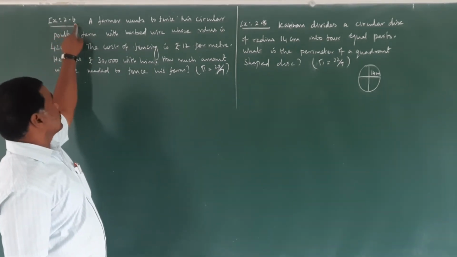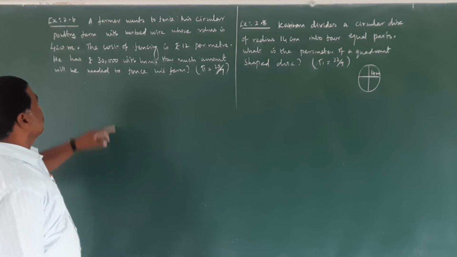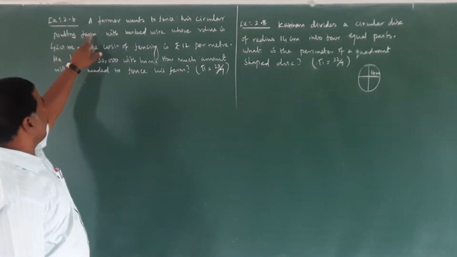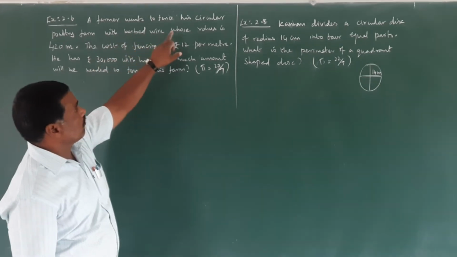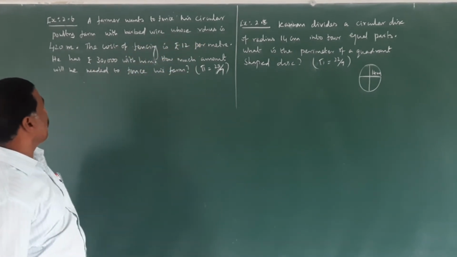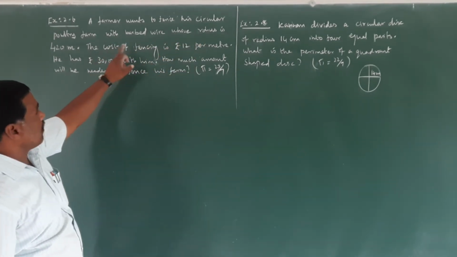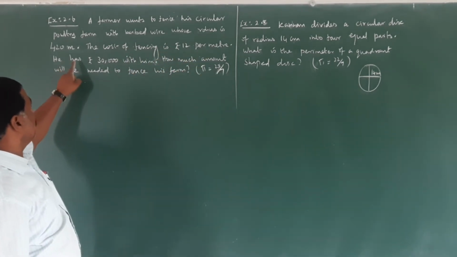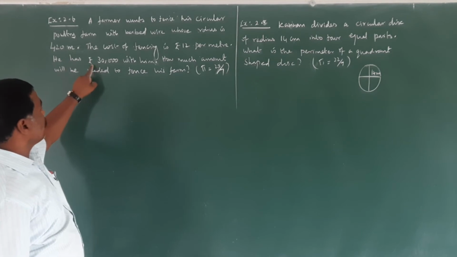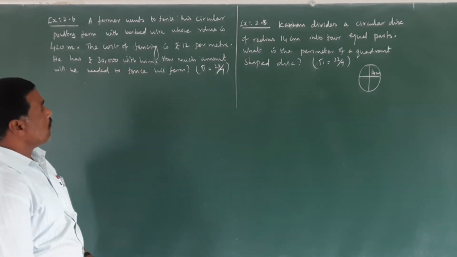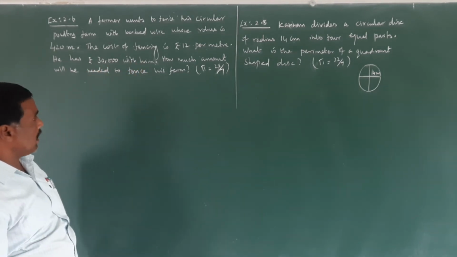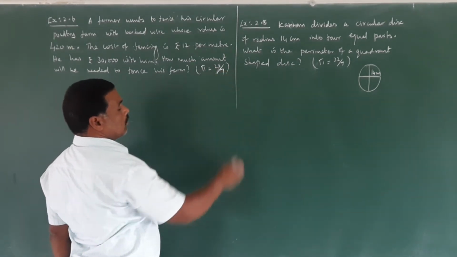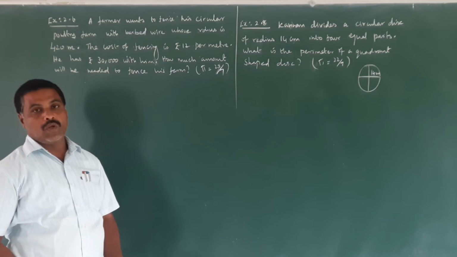Example 2.6. A farmer wants to fence his circular poultry farm with border wire whose radius is 420 meter. The cost of fencing is rupees 12 per meter. Now he has rupees 30,000 with him. How much amount will be needed to fence his farm? Use pi equal to 22 by 7.